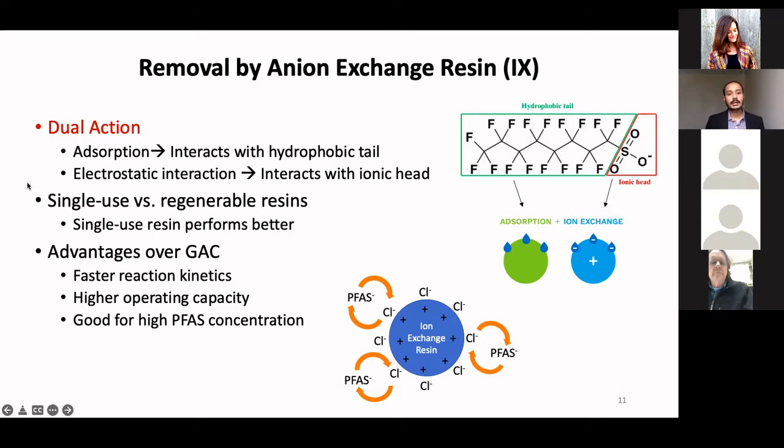Clearly, there are some advantages for ion exchange treatment over granular activated carbon filtration, as they exhibit faster reaction kinetics. They show higher operating capacity, and they are extremely good for treating highly concentrated PFAS waste streams as well.